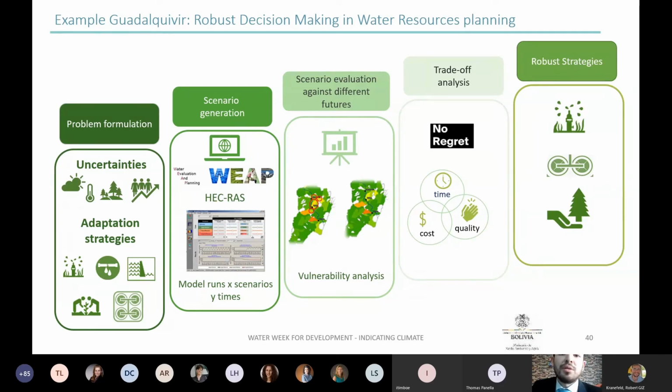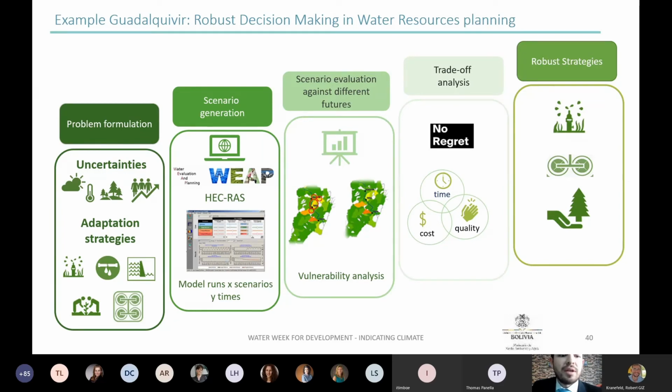Based on this information, we can generate the scenarios for the future. The scenarios are made using models. Here we can see WIP and hairgrass. We also do water balance modeling and also event modeling if necessary. We can run the models many times.